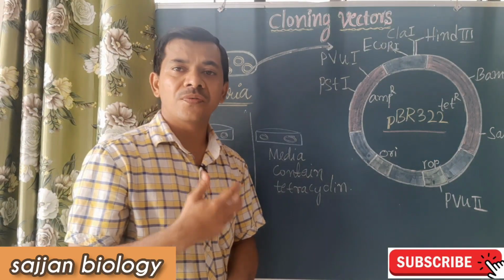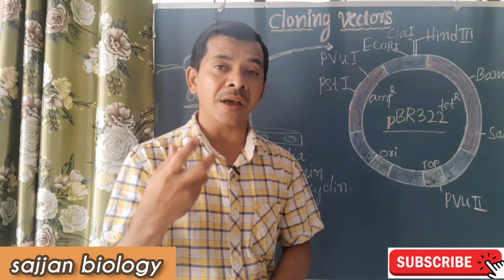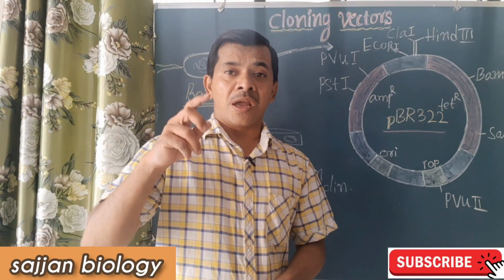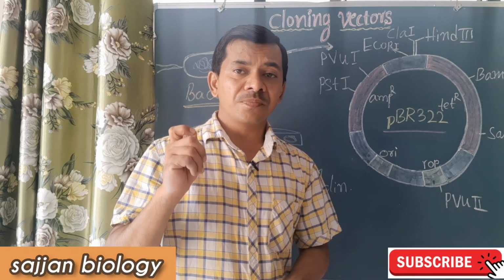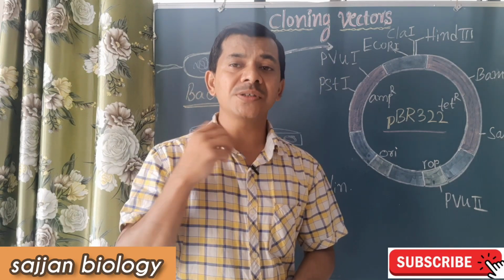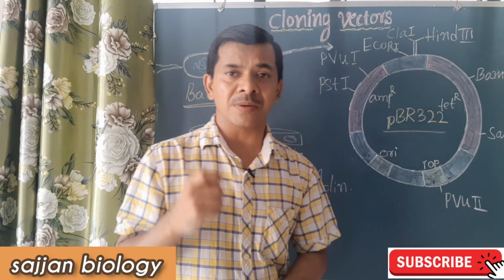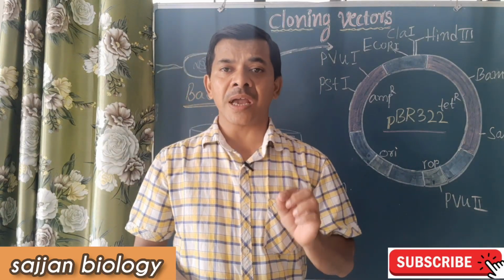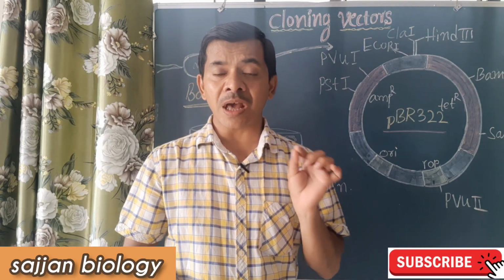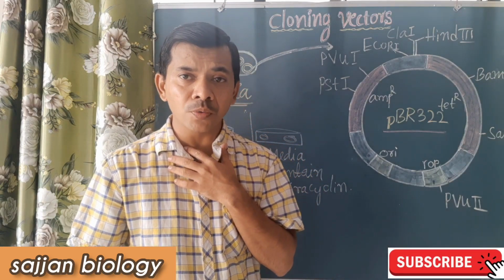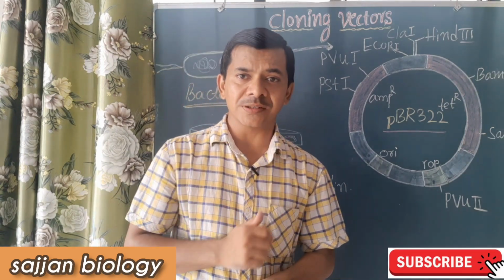Next we are going to discuss the cloning of genes in plants and animals. Here, for the cloning of genes in plants and animals, we have taken 2 examples. One is Agrobacterium tumefaciens. What does Agrobacterium tumefaciens do? So let us discuss it here.